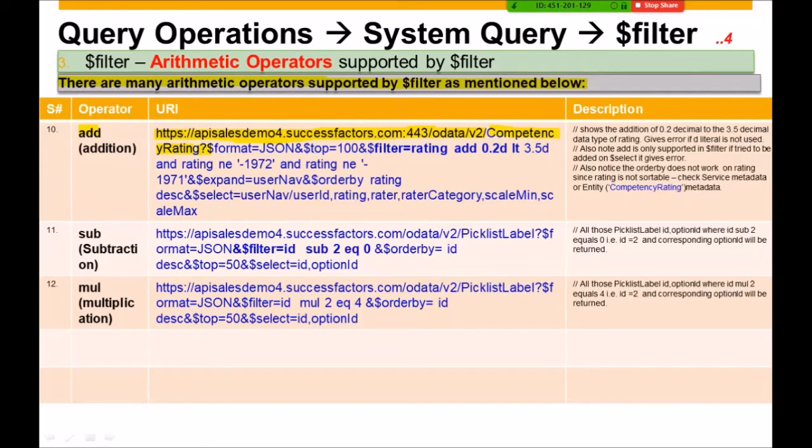So here we have $format equal to json, we want the output in JSON format, and $top equal to 100, that is the top 100 objects which we are expecting, and $filter equal to, so herein we are applying the filter. We have said rating add 0.2d less than 3.5d.